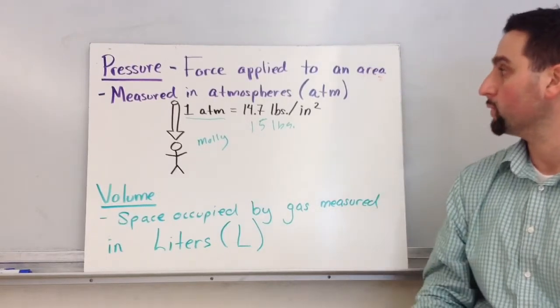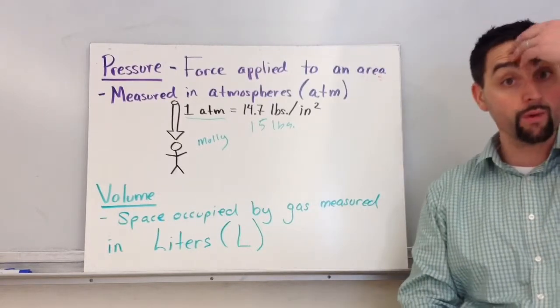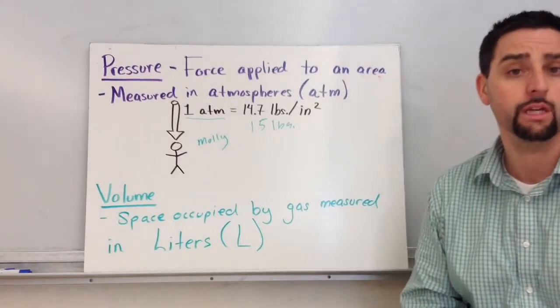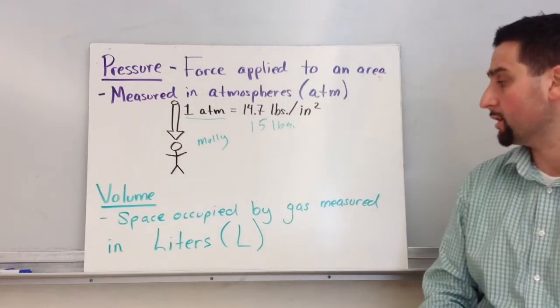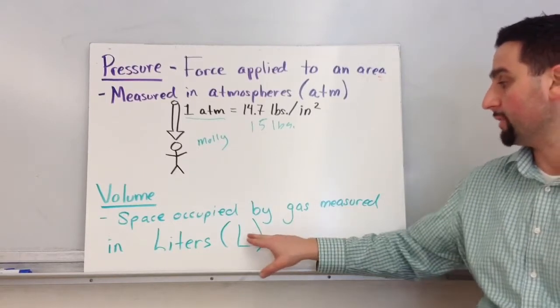Think about that. Every inch of your body has roughly 15 pounds of air pressure pushing on it, right, causing a pressure. Volume, which we covered in the first unit where we covered density, is how much space something occupies. How much space does an object occupy? In this case, gas. How much space does that occupy in liters?